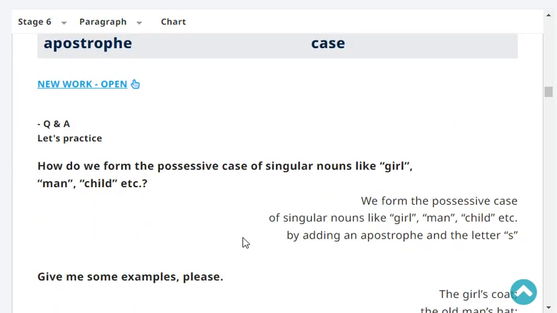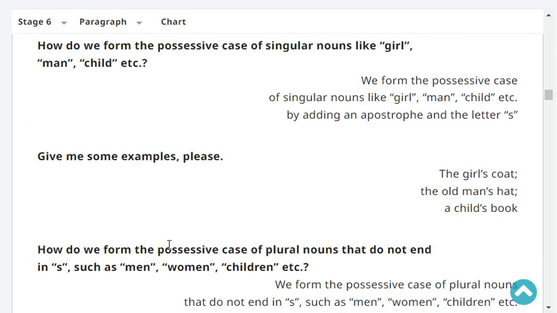Okay, next. How do we form the possessive case of singular nouns like girl, man, child, etc.? We form the possessive case of singular nouns like girl, man, child, etc. by adding an apostrophe and the letter S. Give me some examples, please. The girl's coat, the old man's hat, a child's book. Very good.